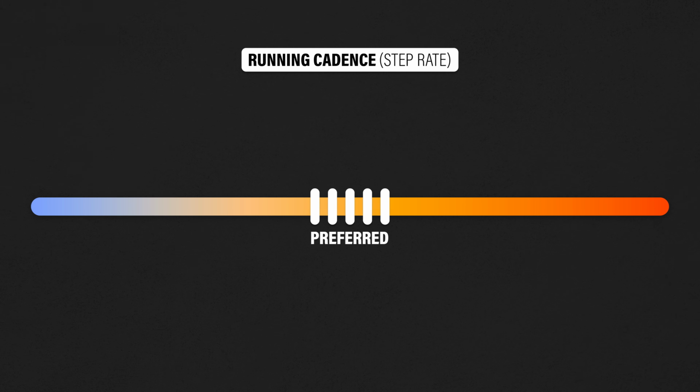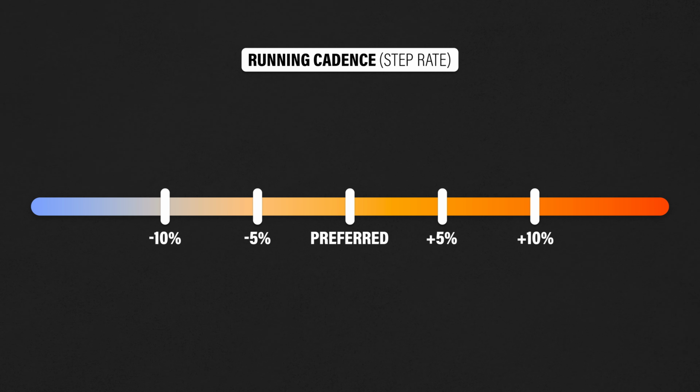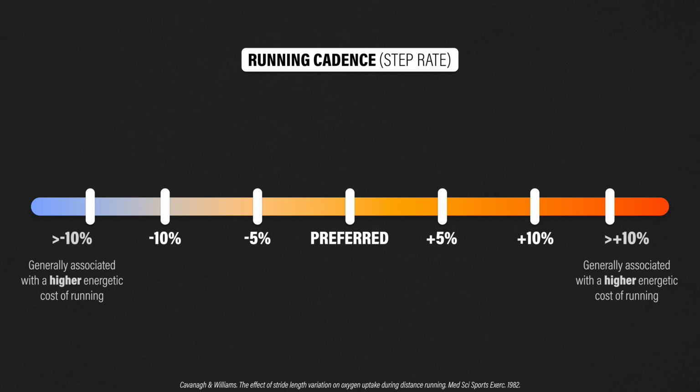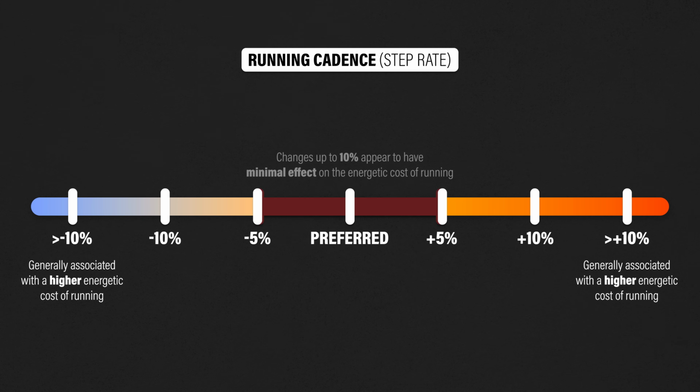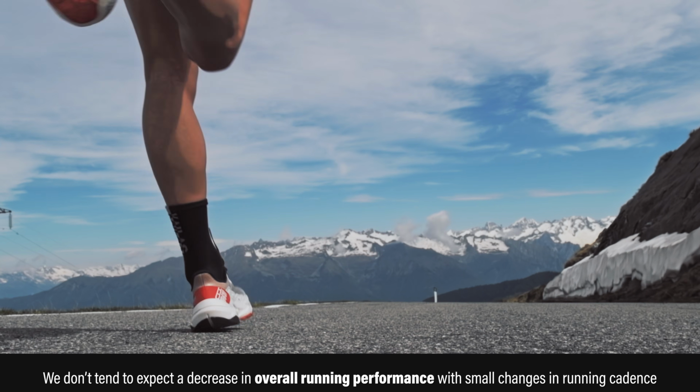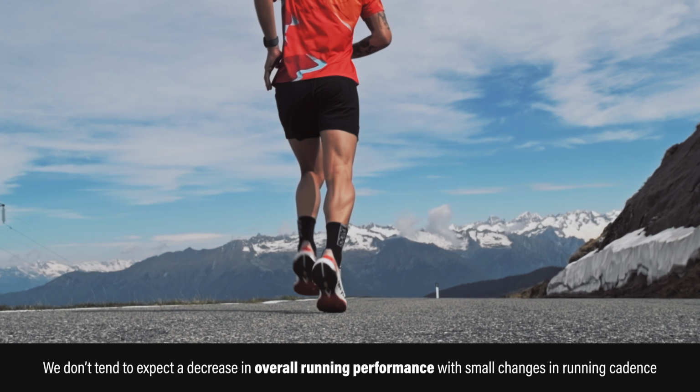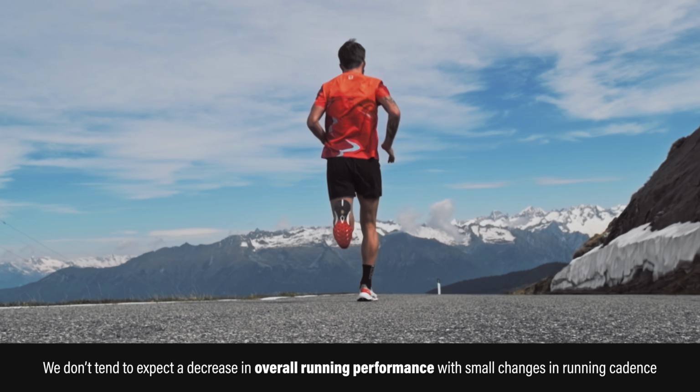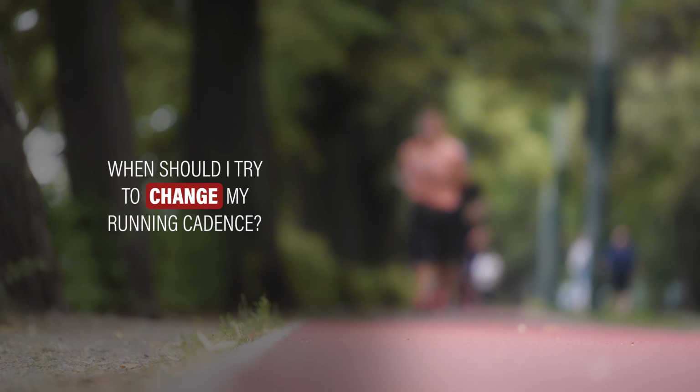Most of the research on running step rate involves small changes of up to 5 to 10% above or below preferred cadence. This is in part due to the fact that larger changes of greater than 10% are generally associated with a higher energetic cost of running. While most acute changes to running form tend to result in an increased cost of running, changes up to 10% appear to be minimal. As a result, we don't tend to expect a decrease in overall running performance with small changes in running cadence. When should I try to change my running cadence?